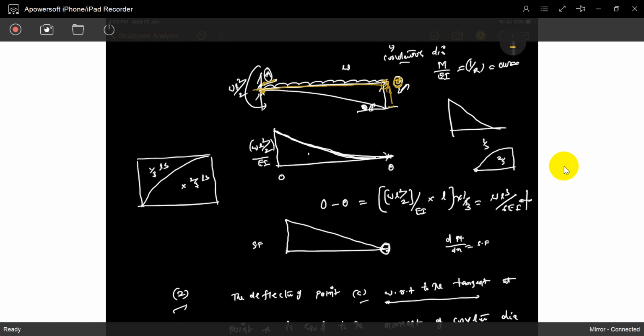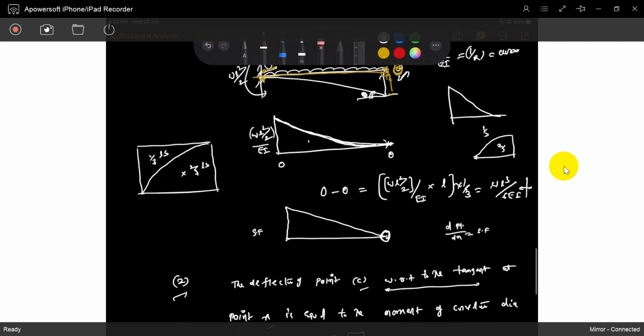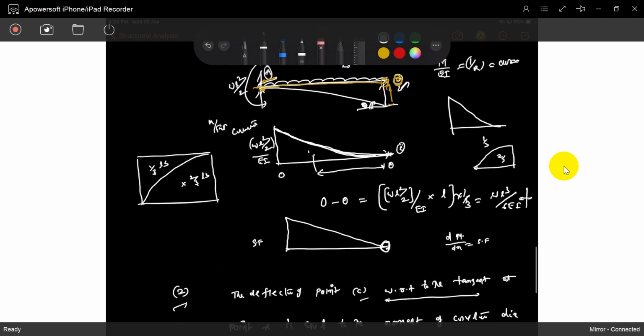This is a curvature diagram, M by EI diagram. See this, and also this is a moment with respect to point C only. You may have doubts: is the moment taken with respect to A or C? No, you have to take the moment with respect to C only. So what is the distance here? How much is the distance?